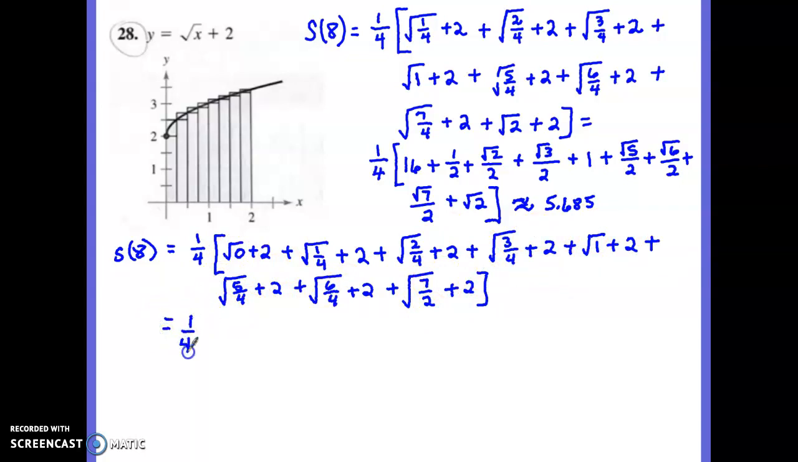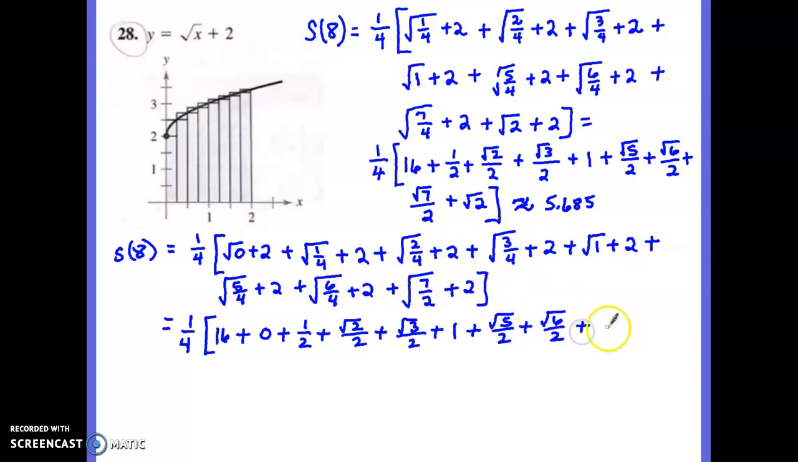We're going to have 1/4 again. The 2s didn't change. There's still 8 2s. So 8 times 2 is 16. You can add those up. Now I'm going to write my other things. That's 0, 1/2, square root of 2/2, square root of 3/2, 1, square root of 5/2, square root of 6/2, square root of 7/2.